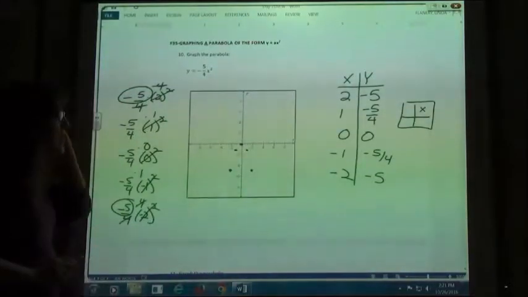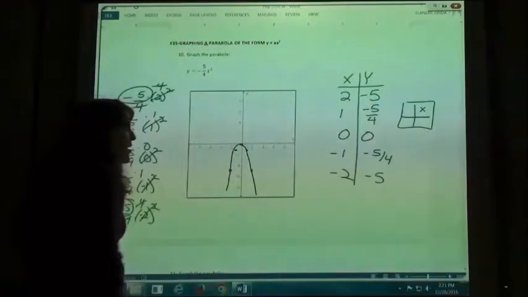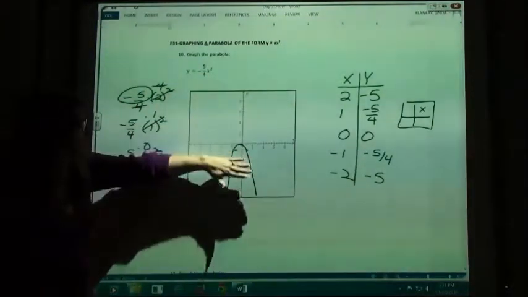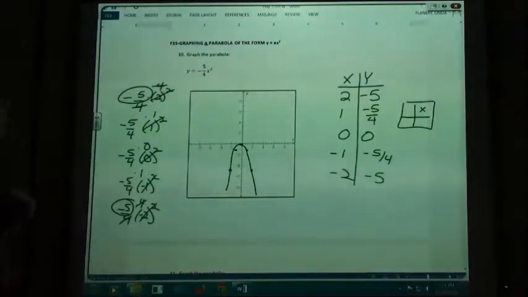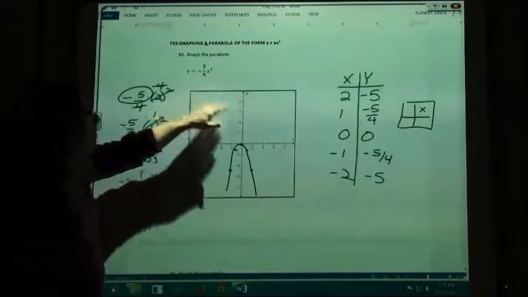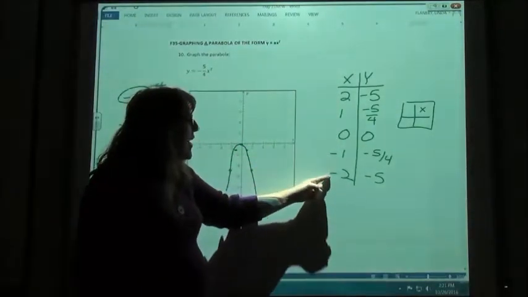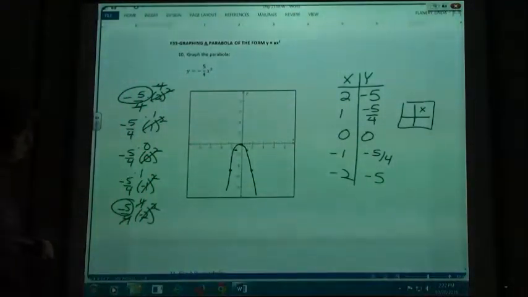Once you put your dots on there, you're going to hit the graph button, and it's going to connect the dots. And if I could draw straight, I would have my parabola, this one being flipped upside down because my coefficient was negative. So basically, when you're graphing your parabola, you're just going to use the values 2, 1, 0, negative 1, and negative 2. Plug them in and solve, plot your 5 points.